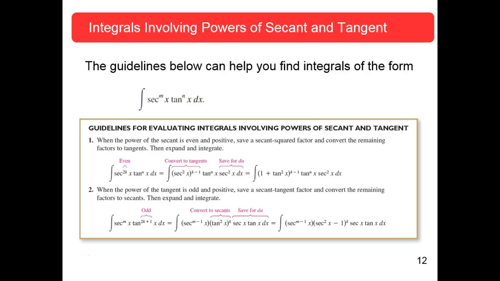Okay. So, what we do here, remember the tangent is odd, so we're going to take one secant and one tangent out for it because that's the derivative of the secant. Okay, and that's going to leave us a secant to the m minus 1 and a tangent of 2k, which is tangent squared raised to the kth power.